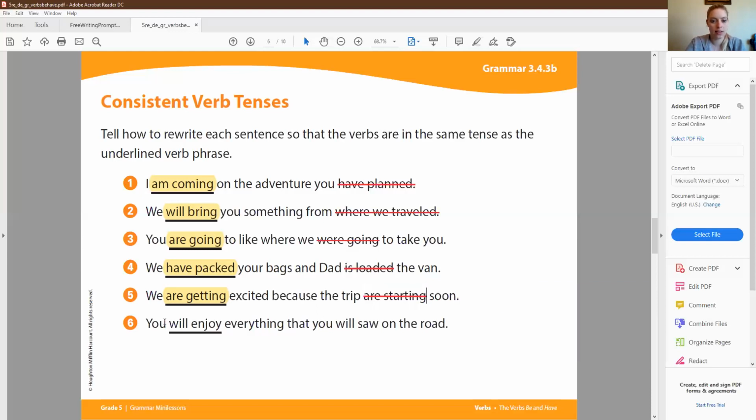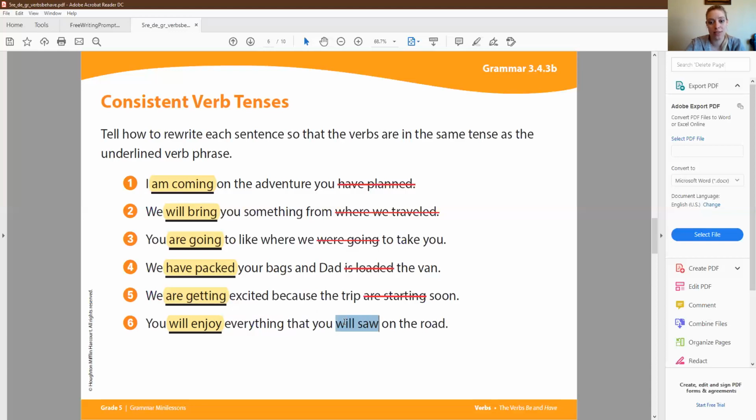And finally, we'll look at this last one. You will enjoy everything that you will saw on the road, okay? So will enjoy, meaning future tense. It has not happened yet. So that form of be and that verb must also be in future tense. So you will enjoy everything you will saw on the road.